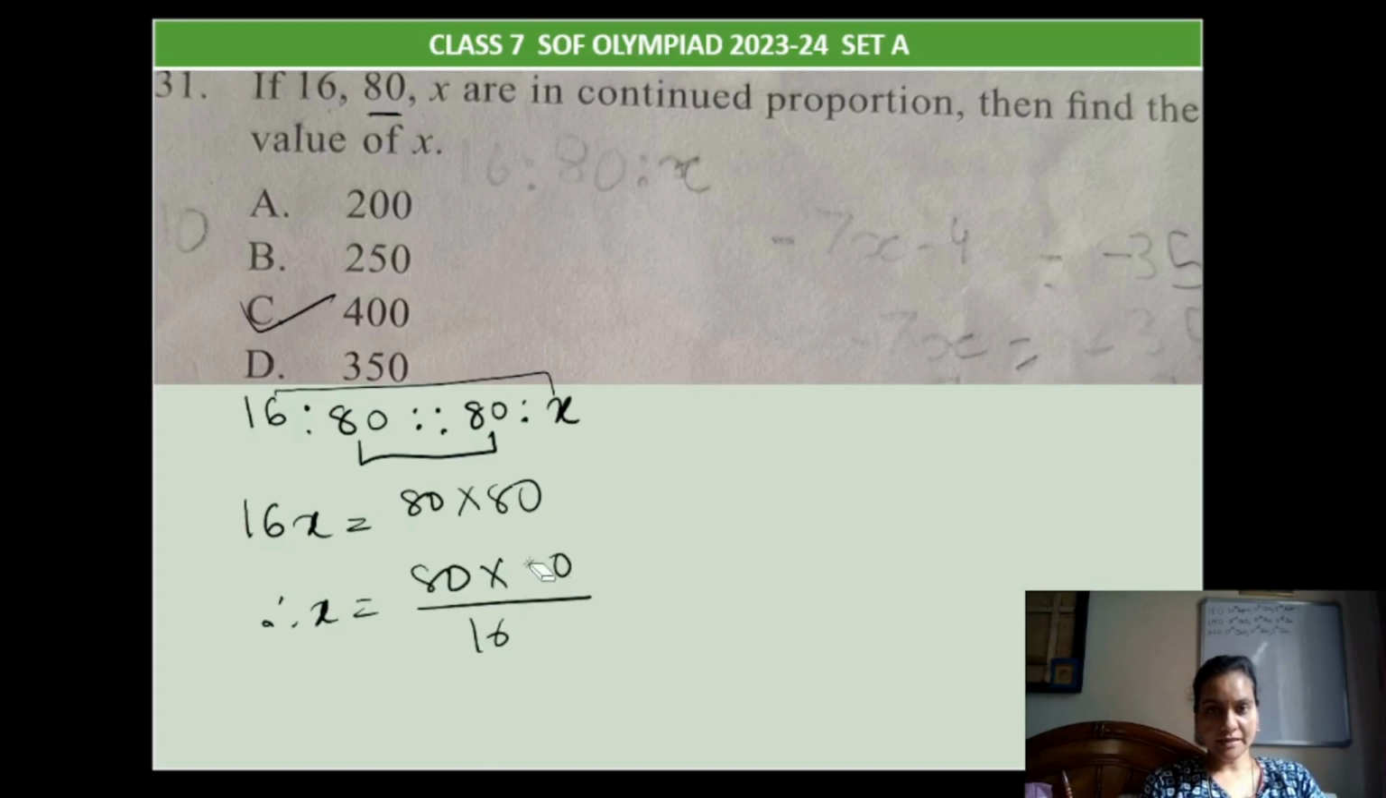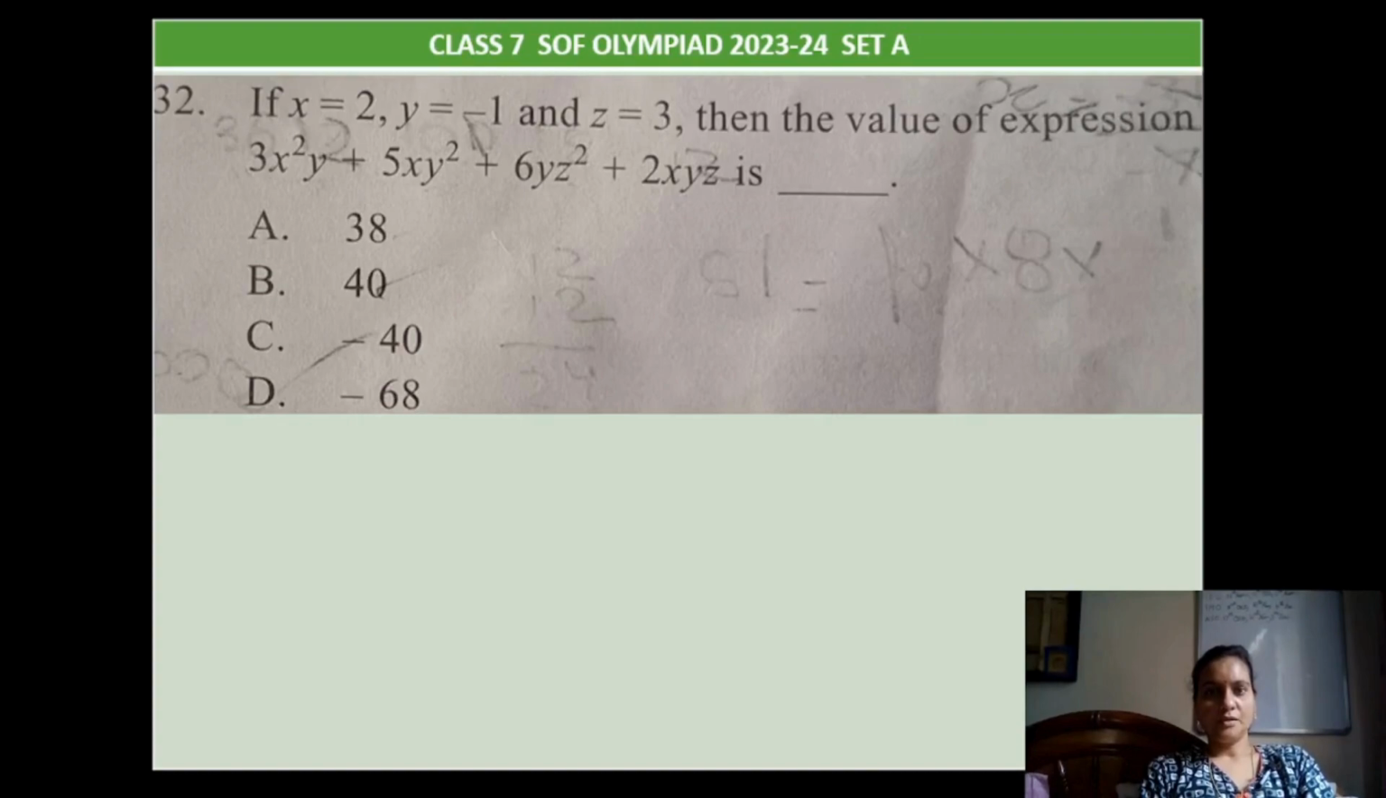अच्छा मैं ये 80 अच्छे से लिख लेती हूँ. So 80 और 80. So यहाँ पर 16 ones are 16 और 16 fives are 80. We know this 16 into 5 is 80. So यहाँ cancel करके 5 बचा. So 5 into 80 numerator में बचा. So 5 into 8 is 40 और एक zero है वो डाल देती हूँ. Therefore x value is 400. So C option is the correct answer for question number 31.